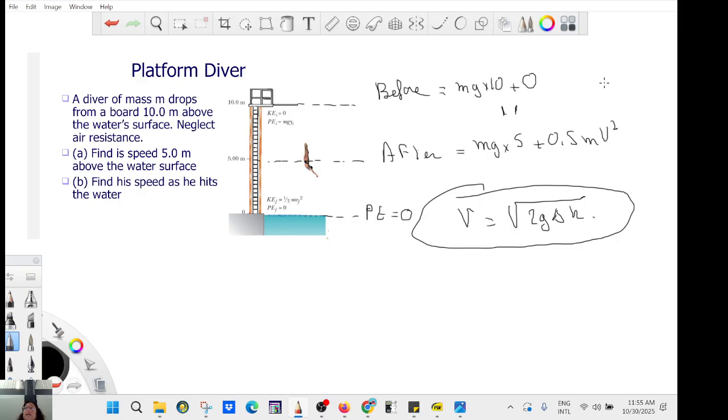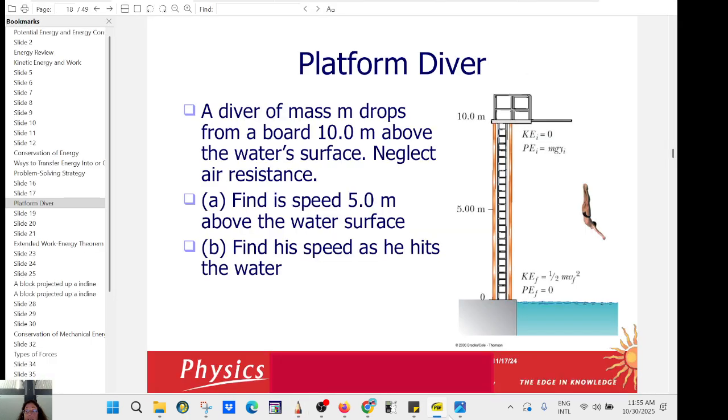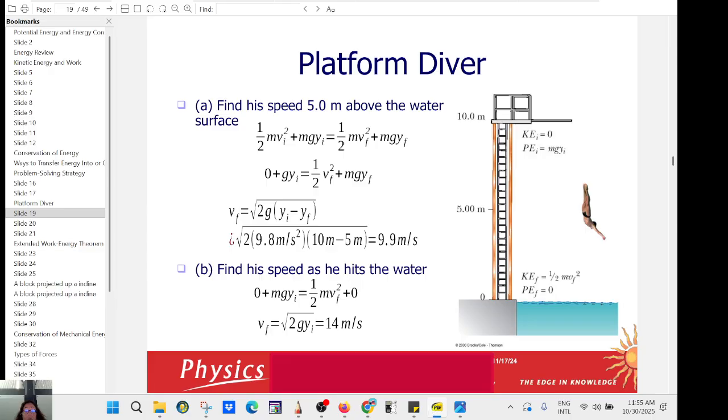Okay? If you start from here and you hit the water, then the height is just 10, and the height is 0 here. So you should find about 10, and for the water it should be 14.